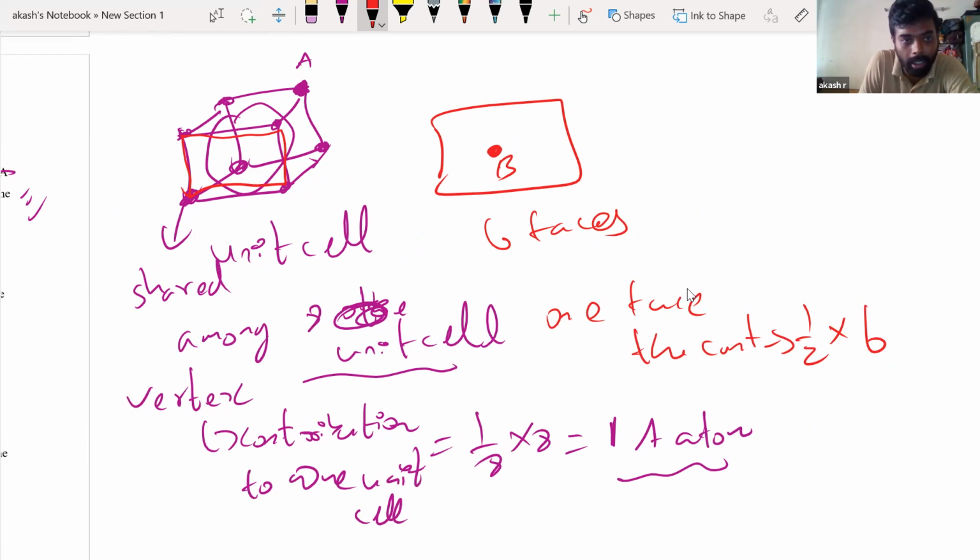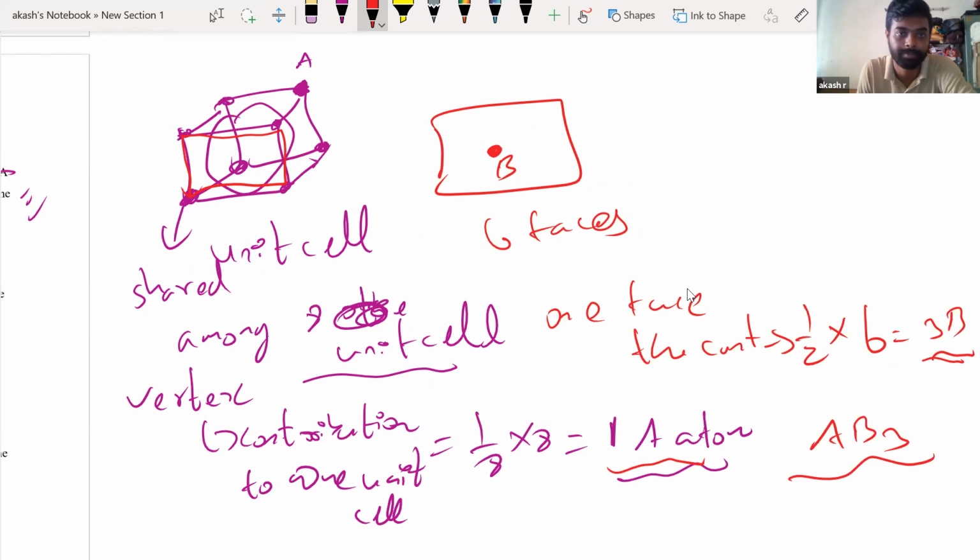I told you 6 squares make up 1 cube, right? So obviously the total number of B atoms is 3, right? So I have 1 A atom and 3 B atoms. So easily I can tell the formula as AB3, right? I can easily tell the formula as AB3.